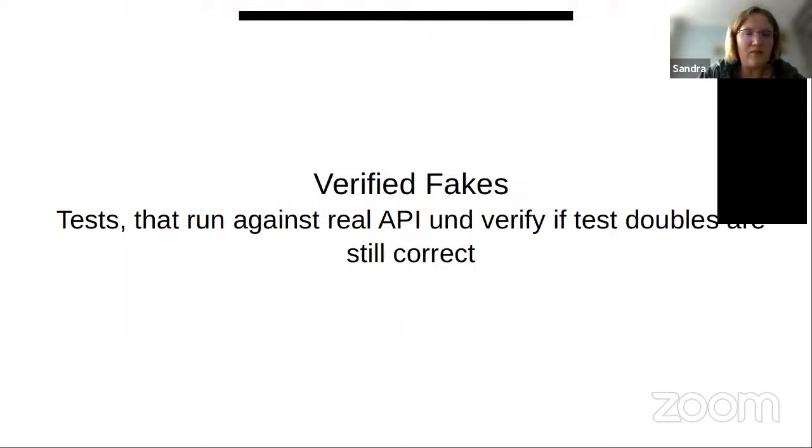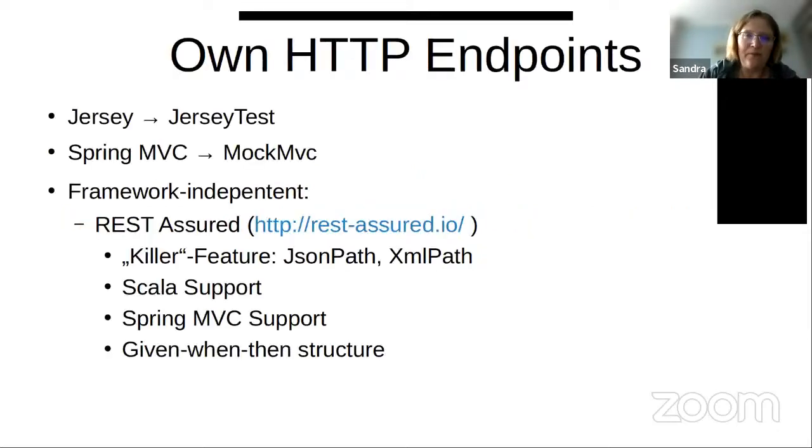I need tests that run against the real API, and I need to find out if my mocks are still correct. So in my daily work, I will use these mocks, but at night I will run these tests again against the real API to find out if the API has changed or not. And so I have a compromise between fast feedback and correctness, so I can verify if my test doubles are still correct.